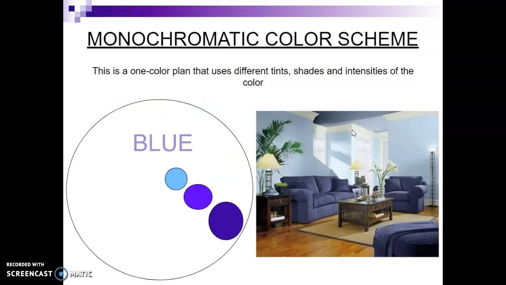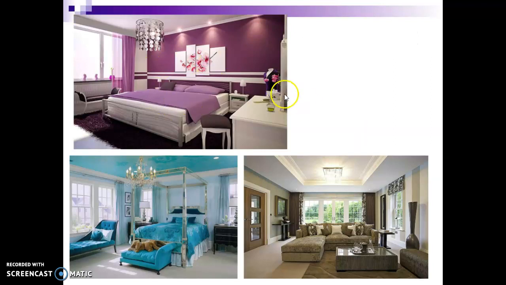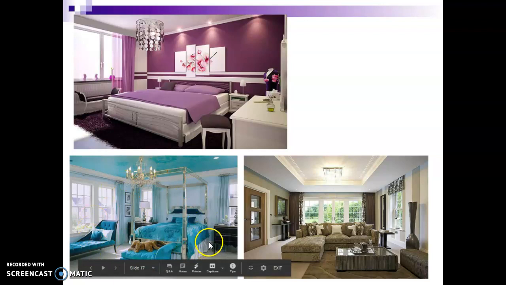Here's an example. This has got a lot of blue, but here's an example of a monochromatic blue room. An example of a monochromatic violet room. Again, it's accented with white in this particular room. Here's a monochromatic blue room and a monochromatic neutral tones or browns room.